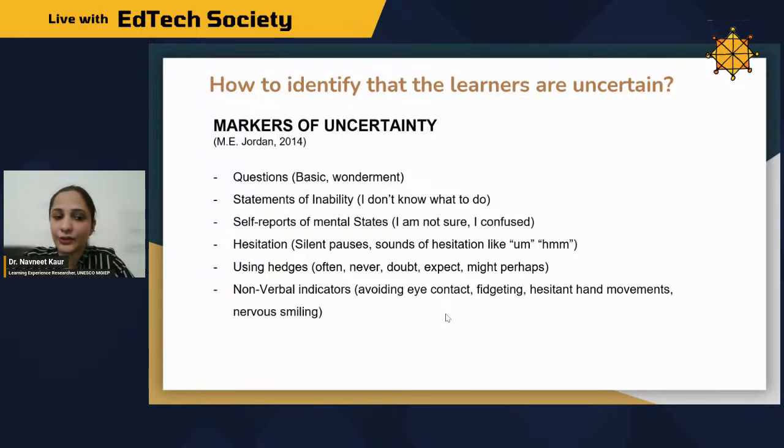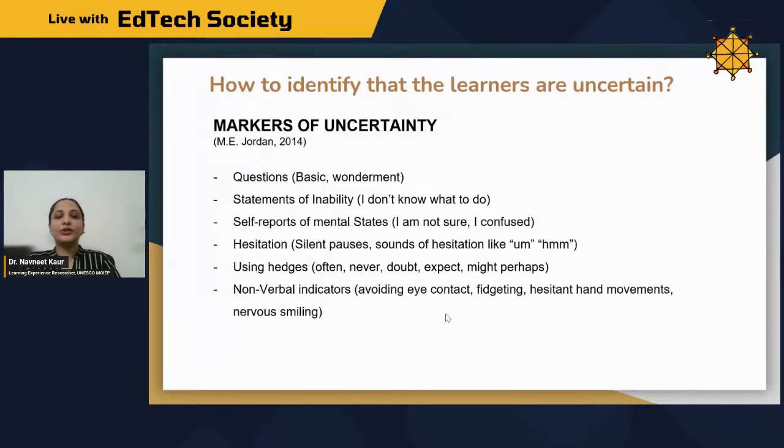Then statements of inability. They might say something like, "I don't know what to do." Then there are some self reports of mental states. They can say, "I'm not sure, I'm confused." Then you might see some hesitations while students are speaking or when you're interacting with them. There might be some silent pauses, some sounds of hesitation. They might use words like often, never, might, perhaps.